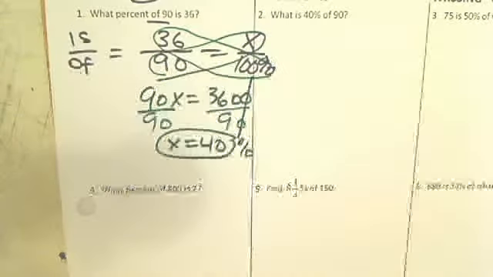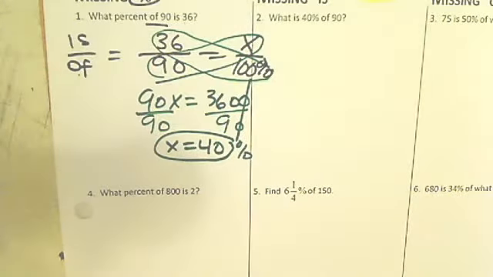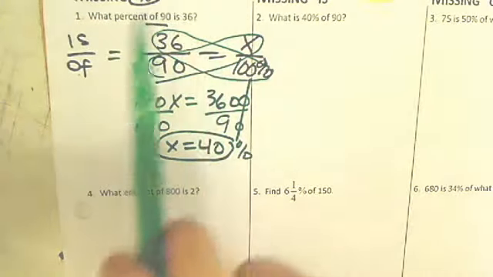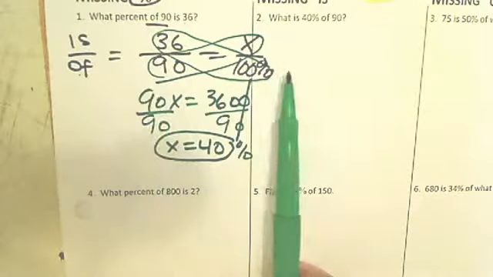Wait, so we just cross out all the zeros? No. You only cross out the zeros that have a top and a bottom. They have to be paired up. Right, it has to be paired up, top and bottom. They must be paired up. Okay? So 40% is the same as 36 over 90. These are equivalent to each other.